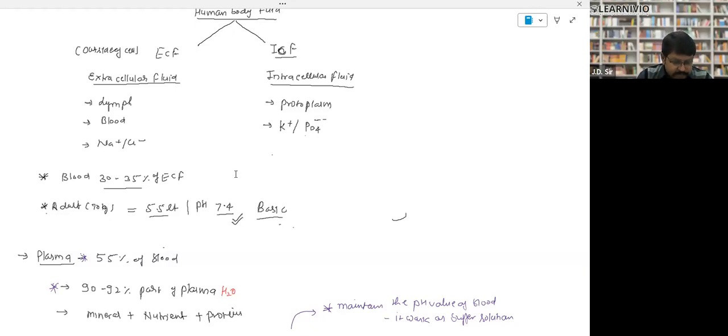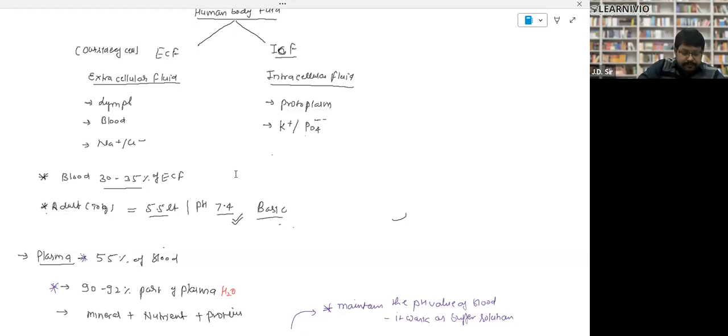Next, subheading plasma. Sir, it keeps glitching, so could you just repeat the line? It is slightly alkaline fluid having pH 7.4, full stop. The pH of blood in arteries is more than in veins.